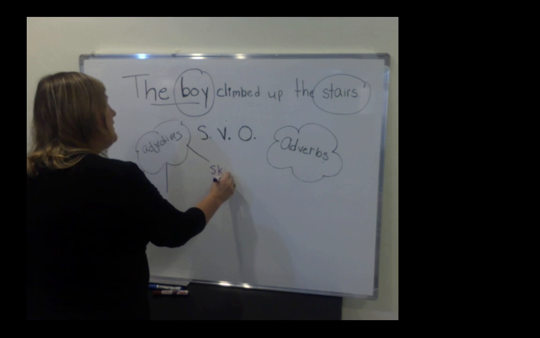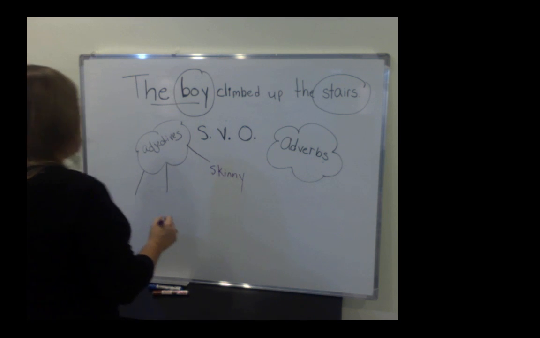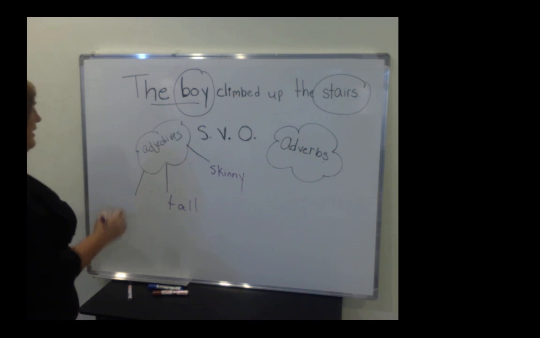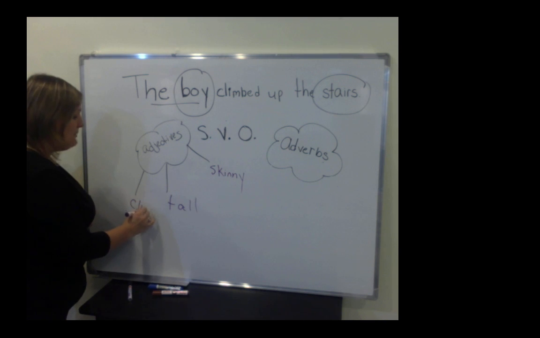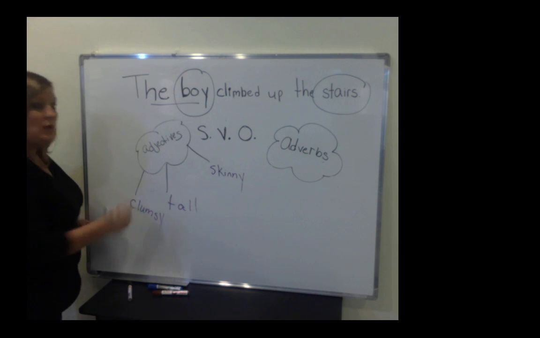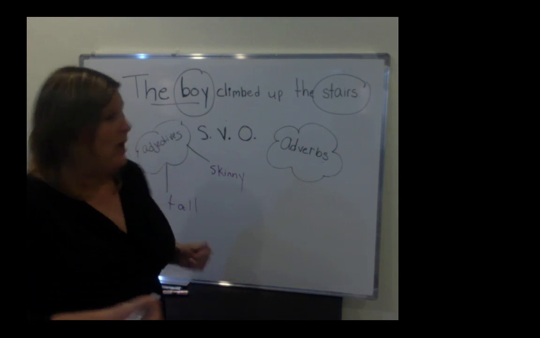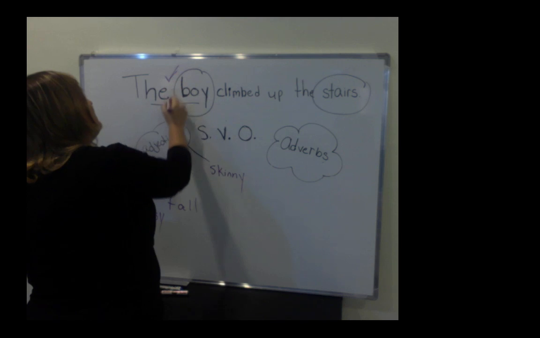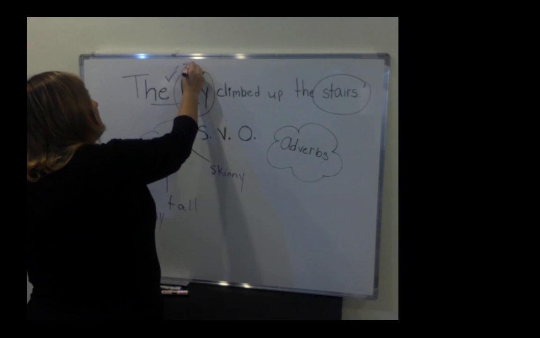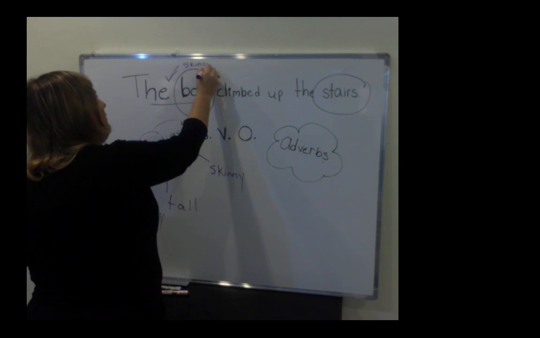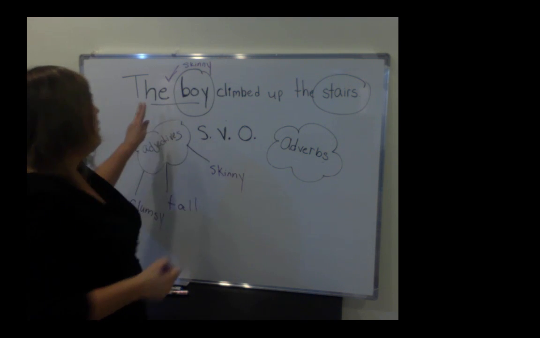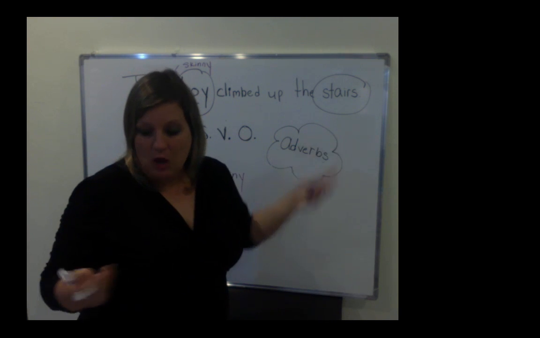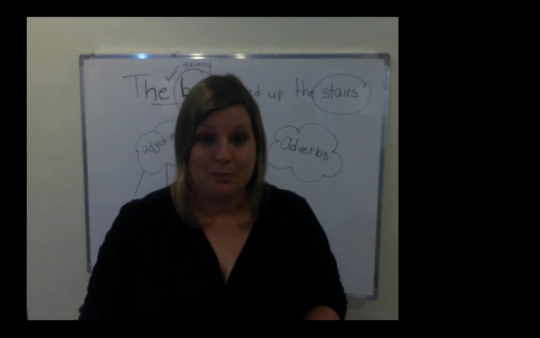He might be a skinny boy. He might be a tall boy. He might be a clumsy boy. There's many words that we can use to describe boy, but in this case, let's go ahead and just place the word skinny right before the word boy, because that's where the adjective should go. The skinny boy climbed up the stairs. We can stop there, and already the sentence is a bit more interesting.